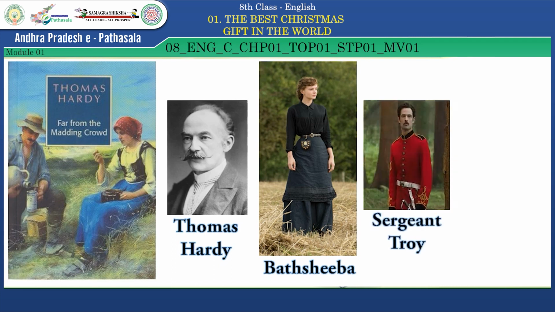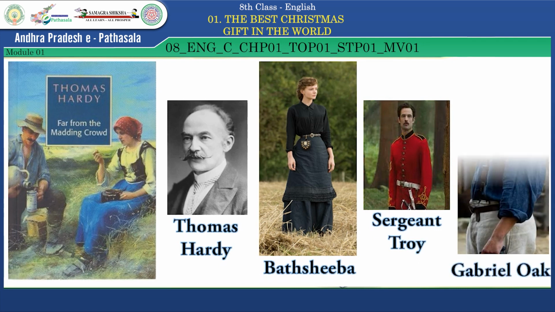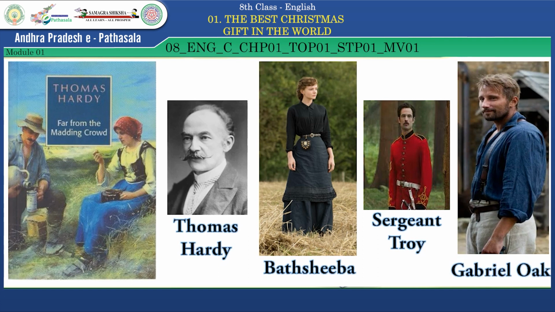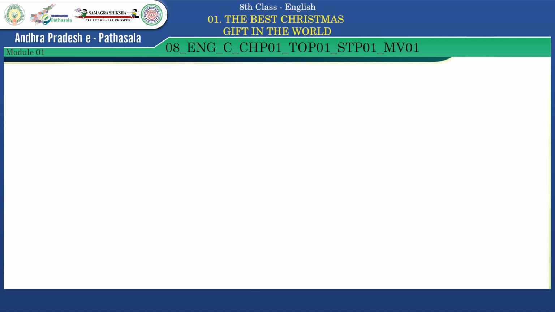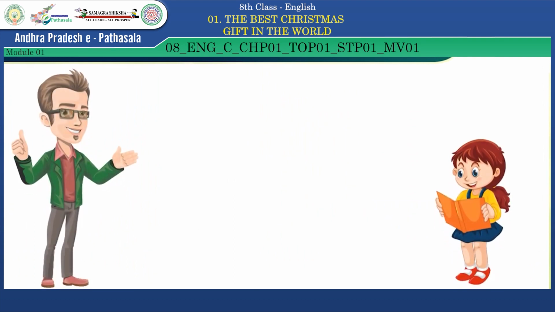Sergeant Troy, the novel's antagonist. He is handsome, vain, young, and irresponsible, though he is capable of love. Lastly, Gabriel Oak. It is a fictional character, a skillful, hardworking, and honest young farmer. These are the characters they were talking about at that time. I hope you have understood the passage.